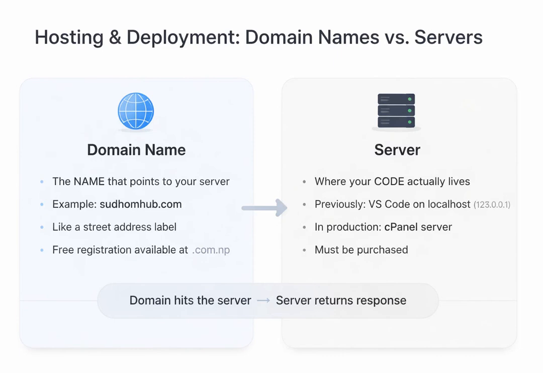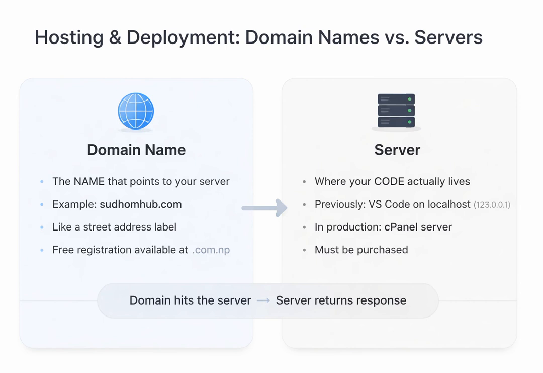Let's talk about hosting and deployment, two concepts that are absolutely essential once your front-end work is complete. There are two key pieces to understand here: the domain name and the server. Think of the server as the place where your actual code lives. During development, that server was essentially your own machine, your VS Code running on localhost at the IP address 127.0.0.1. Now, for production, the server is a real machine you rent, in this case, a cPanel server.